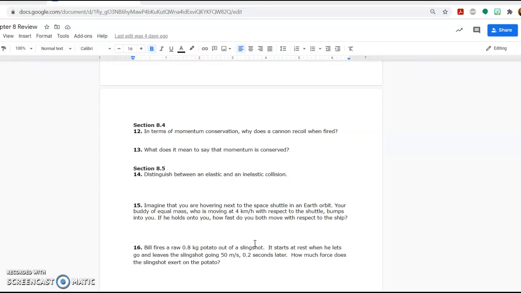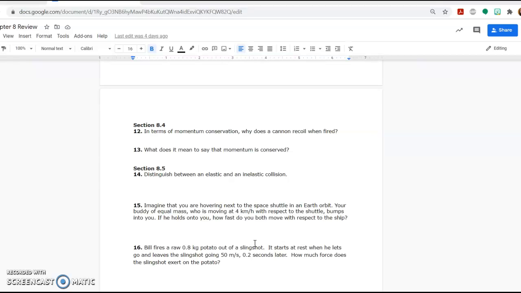So what does it mean to say that momentum is conserved? Momentum is conserved when your forces are internal to your system, just like with the cannon and cannonball, and there are no external forces or external impulses affecting your system. Your system can have different objects within it, but if all of the forces are within your system, then momentum is conserved. So what you start with, you are going to end with.